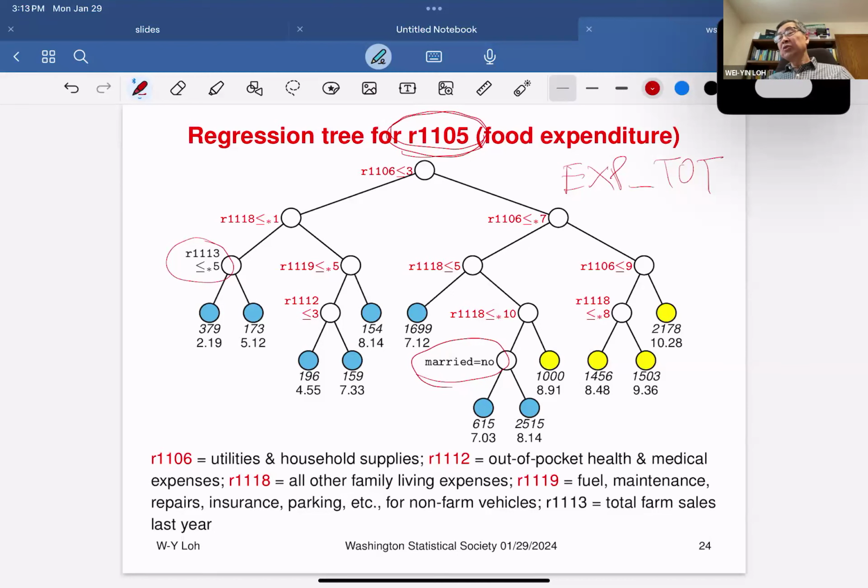When we try to impute this component, food expenditure R1105, we're not using variables that are irrelevant to this variable. There are all other kinds of expenditure, right? Like utilities and household supplies, out-of-pocket health and medical expenses, all other family expenses, fuel, maintenance, repairs, insurance, parking, etc. for non-farm vehicles. So it's using as much relevant information as possible.